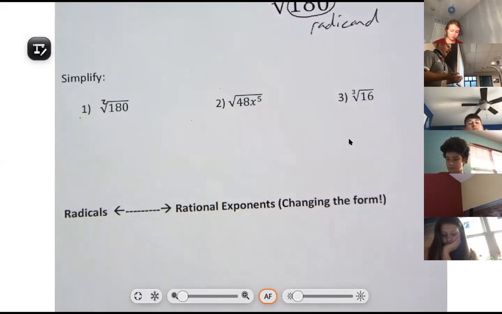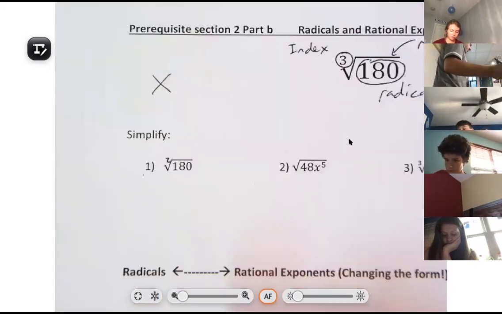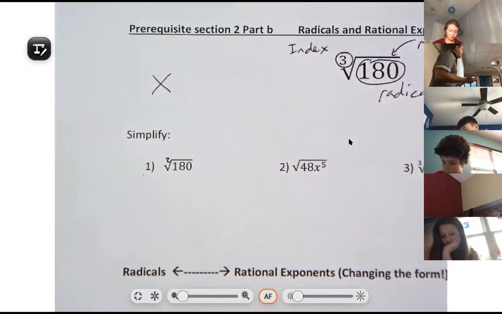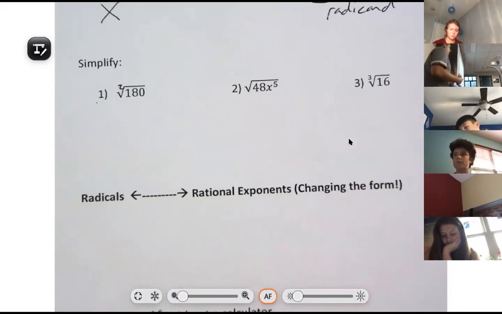Kind of like if you have an X, you know, there's a 1 in front of it that we don't write. It's being raised to the first power. It's being divided by 1. Like all those 1s are there. We just don't write them. Same idea. But we're not going to enter the square root of 180 in the calculator. Like, I don't want a decimal answer.